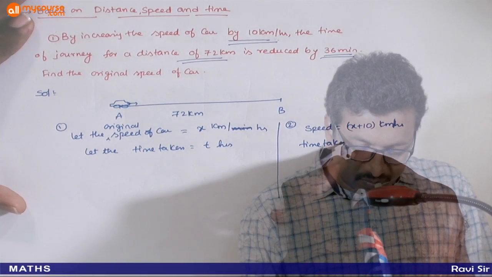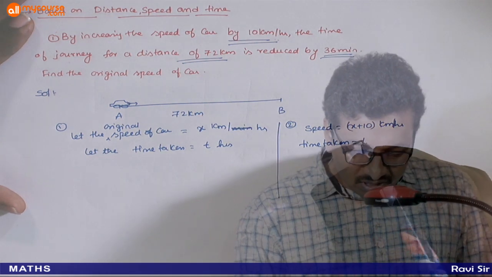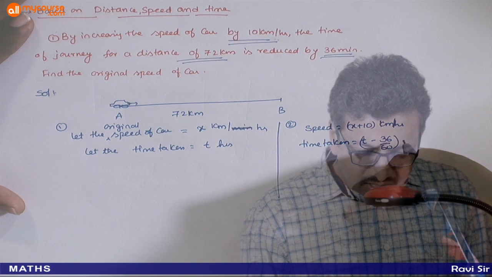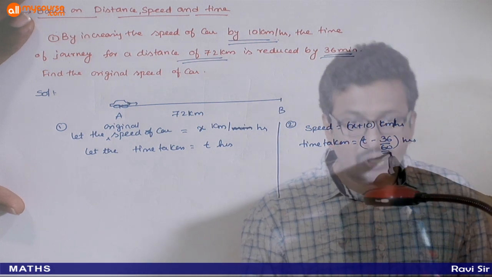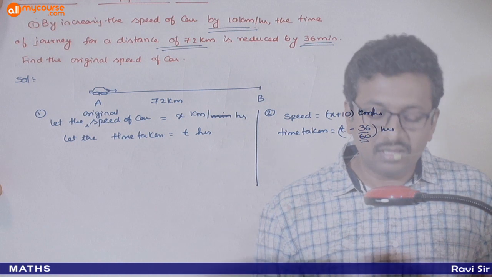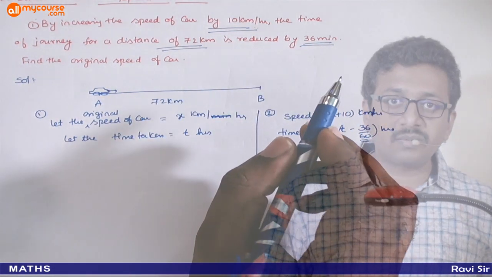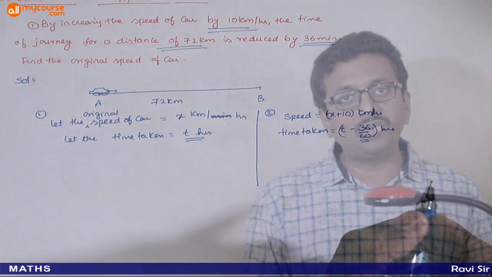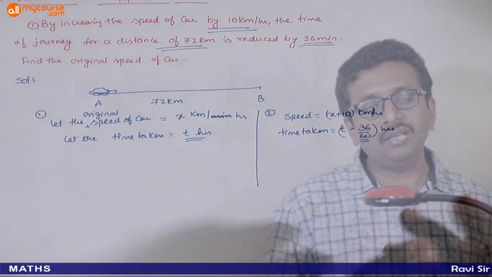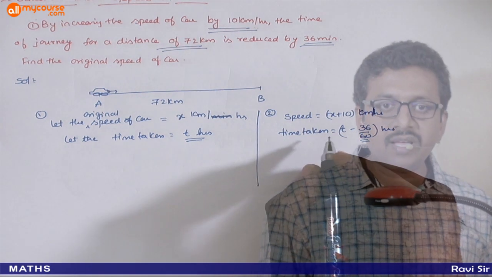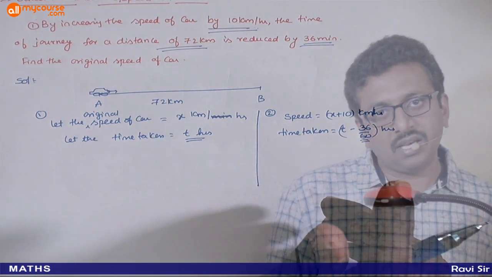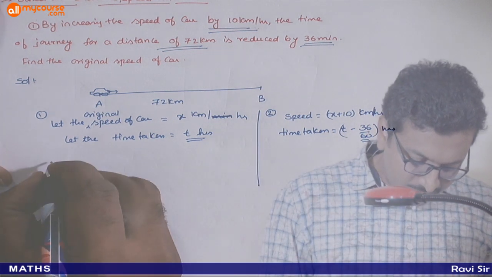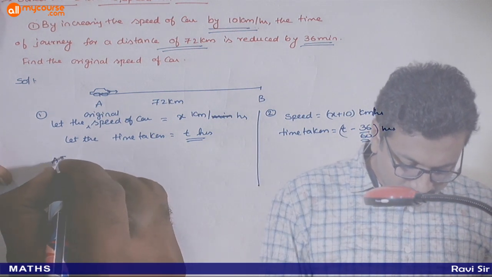Time taken is equal to t minus 36 by 60 hours. Pay attention, this is very important because the time is reduced by 36 minutes, but t is taken in hours. So 36 minutes you have to convert into hours and then substitute in the assumption. So time taken is t minus 36 by 60 hours. 36 minutes is 36 by 60 hours. Clear?